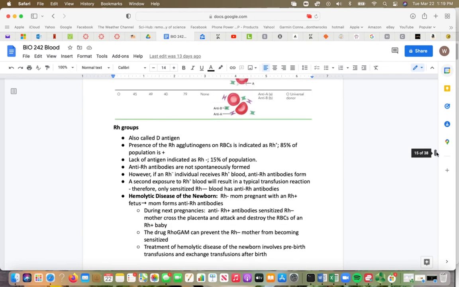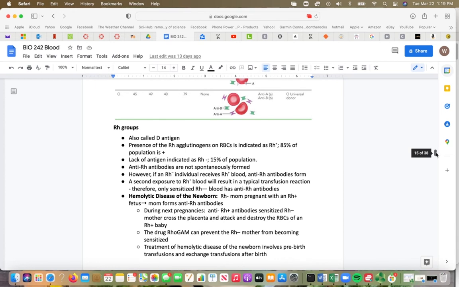So another marker we have on the blood is the Rh group, sometimes called the D antigen. Rh comes from it being found in rhesus monkeys. About 85% of the population is going to have this, so we say that they are Rh positive. If they lack the antigen, we call them Rh negative. That would be about 15% of the population.